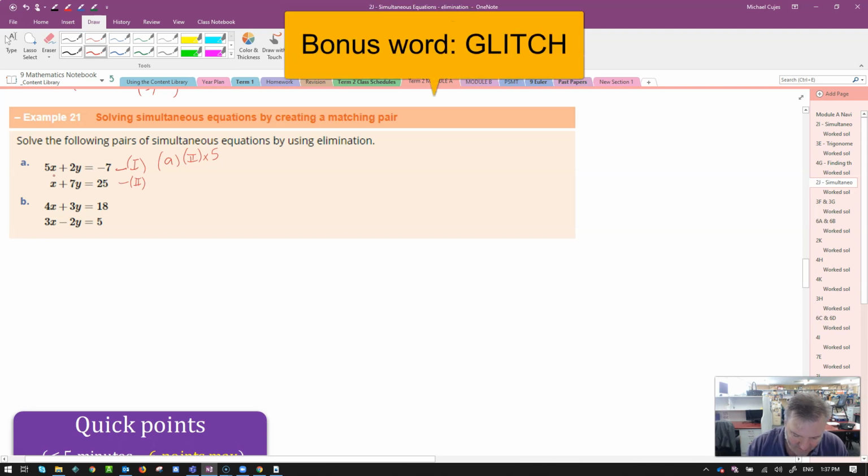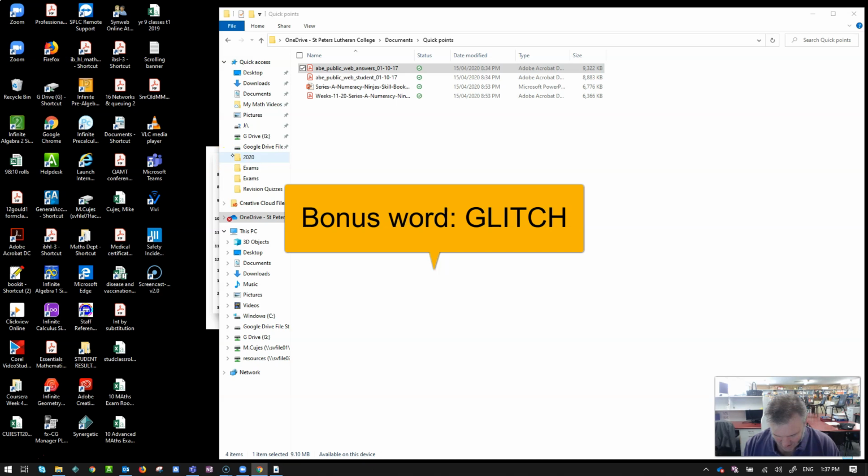What does that give me if my pen wants to start working again? No, OneNote wants to close. That's not very helpful.